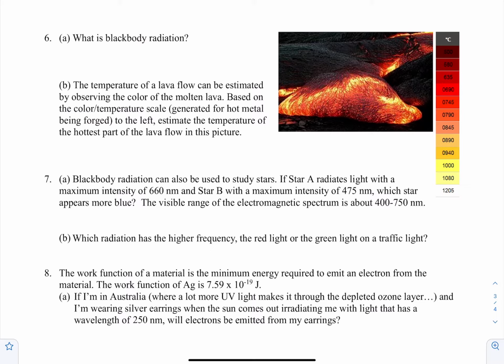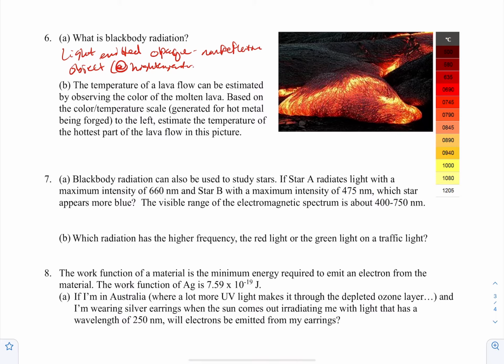All right, number 6. What is black body radiation? Black body radiation is light or radiation emitted by an opaque, non-reflective object. And this is specifically at high temperatures.